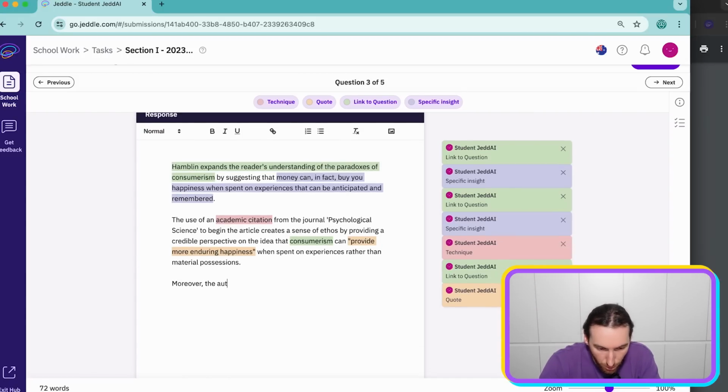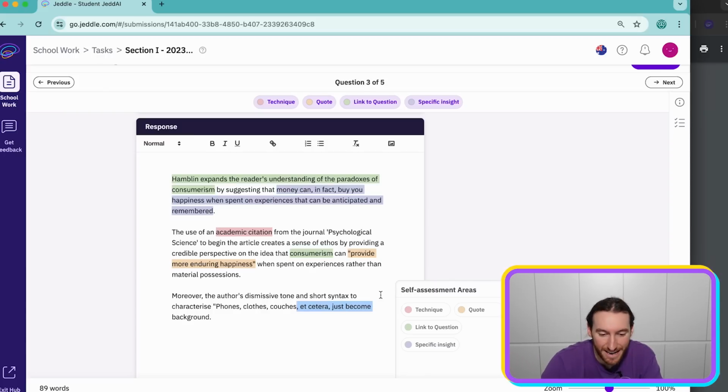Moreover, the author's dismissive tone, I might double up two techniques. You don't need to do this, but I'll do it because they're kind of simpler techniques, if you will. Moreover, the author's dismissive tone and short syntax to characterize phones, clothes, couches. Now notice this, I don't want to say etc., just become. So what I'm going to do is delete those words and put three dots in there, an ellipsis, just to get to the point.